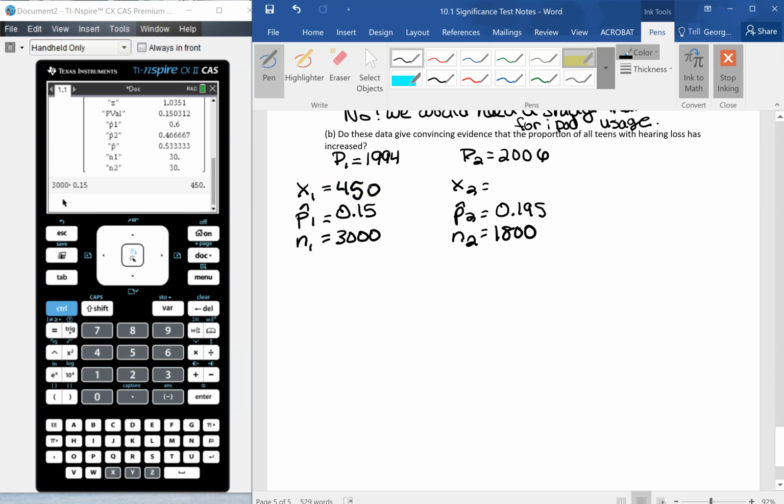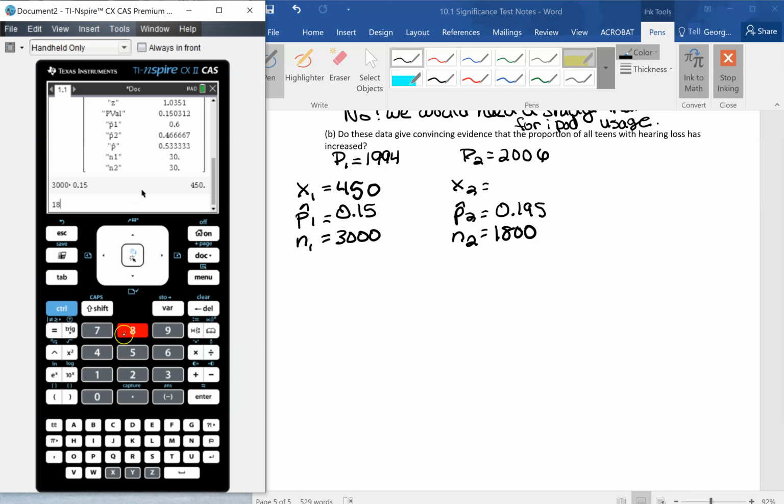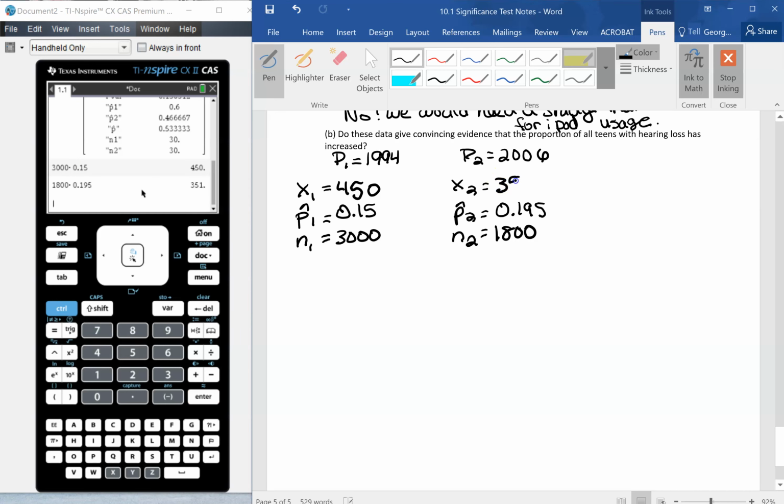And then we just do the same thing for 2006. So we had 1,800 teenagers, we don't know they're students, and there's 19.5%, so 0.195. And we get 351 successes. Taking 2 minutes to write all of that out makes everything else go so much faster. Alright, so first up is state. We need to say what our parameter is.